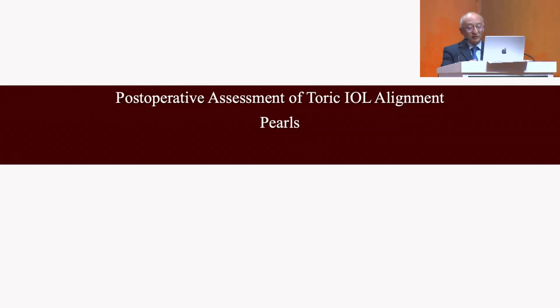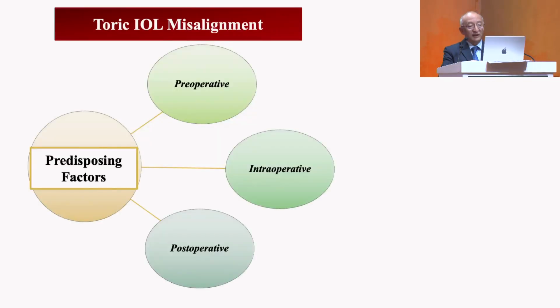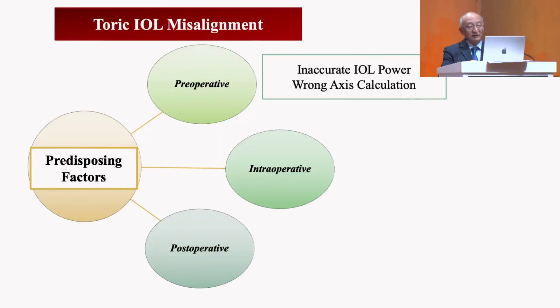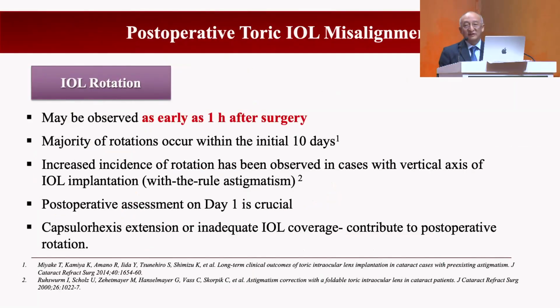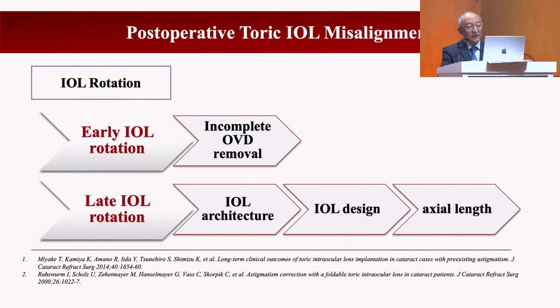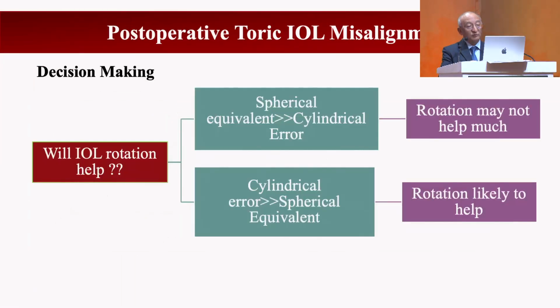Last bit on how to look into a post-op alignment. These are predisposing factors. And most importantly, your accuracy might change because the lens might shift in the post-op period. Within 1 hour seems to have the maximum rotation in these cases. If you leave viscoelastic, rotation will be there. How to make a decision in these cases? Which cases might benefit by rotation?